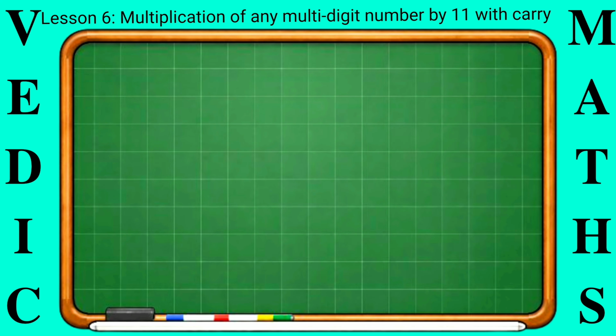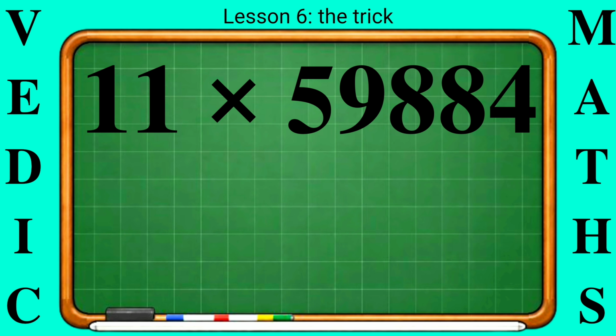Welcome to Vedic Maths lesson 6. Here we learn to multiply 11 by multi-digit numbers, but with a carry. So let's try 11 times 59,884.